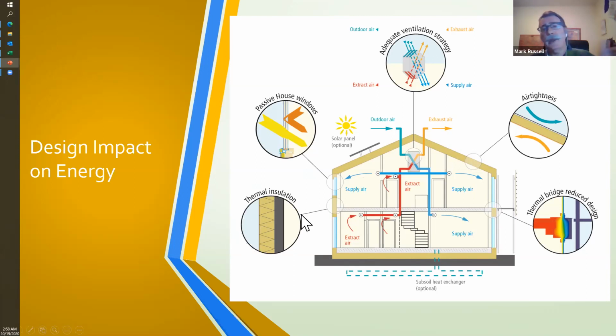The insulation that you use makes a world of difference, right? The types of windows is your major loss and gain of your resources. Adequate ventilation strategy. They use a lot of highly efficient heat exchange systems, and we'll talk about passive a little bit later. Air tightness of the building and reducing those thermal bridges, reducing the amount of temperatures that go through the wall systems. Right?